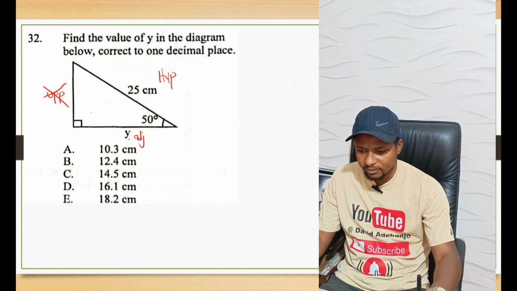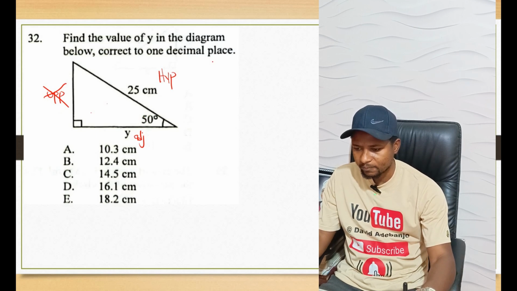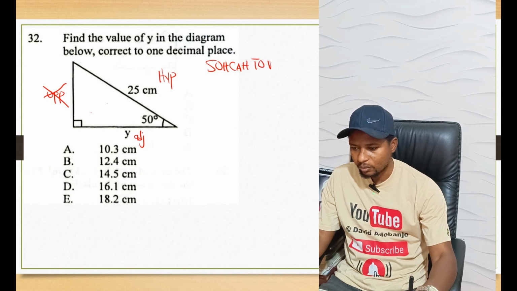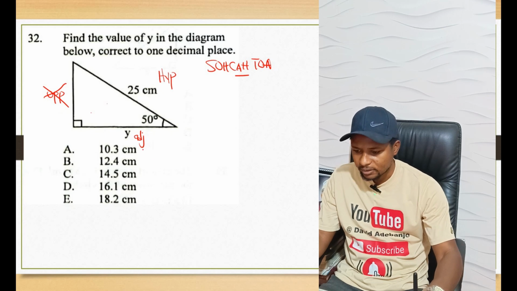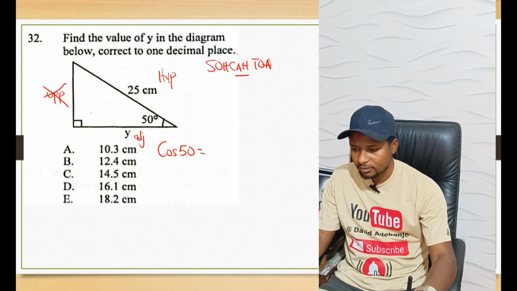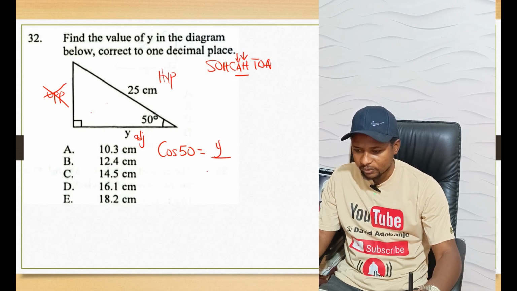So our business is with the adjacent and hypotenuse, and in SOHCAHTOA, what relates adjacent and hypotenuse is cos. So we have cos 50 equal to adjacent over hypotenuse. What's adjacent? That's y. What's hypotenuse? That's 25. So you can cross multiply and you have y equal to 25 times cos 50.